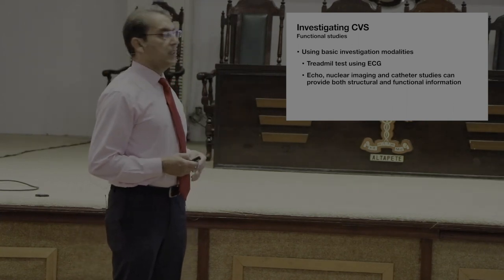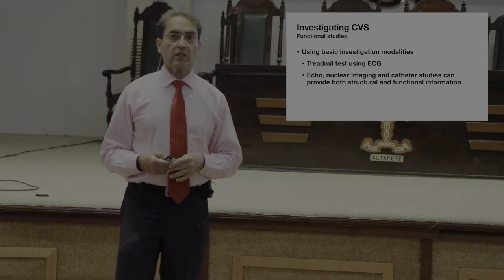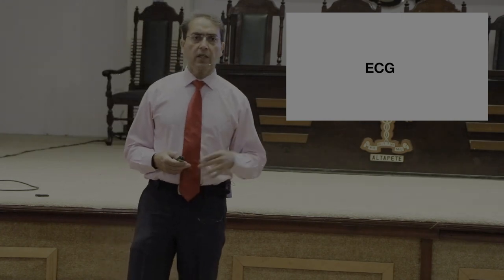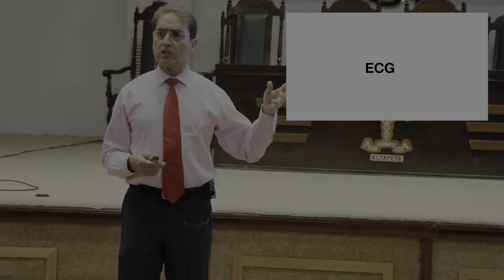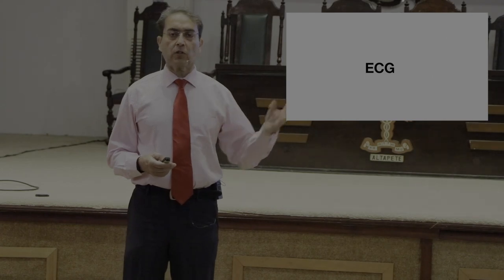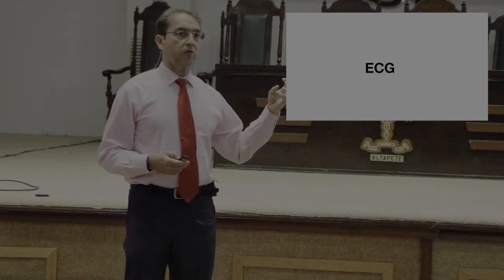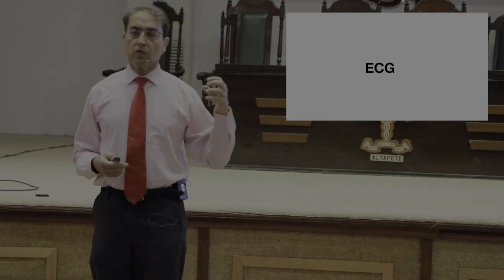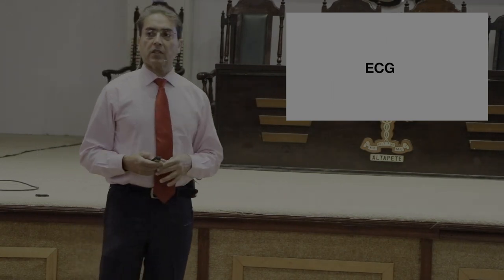So these are generally the types of investigation we conduct in patients who have cardiovascular disease. Today we are going to discuss the one that is the most important. The other investigations we will be doing in the relevant disease sections. For example, we use nuclear imaging in patients with coronary artery disease, or catheter studies in patients with valvular heart disease if we require them. We will be discussing those studies in the disease sections. Today we are going to discuss ECG.